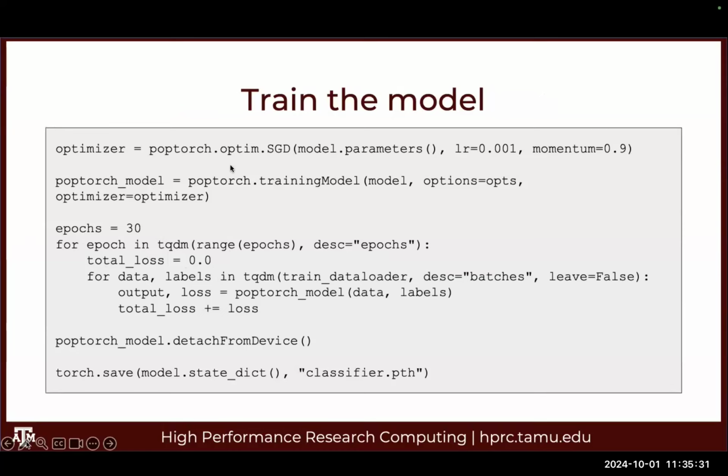Of course, we specify the optimizer. For IPU, you can use the poptorch.optim. This is a very small code change. We also use the training model wrapper to accept the model, the options, and the optimizer. And here we want to train the model for 30 epochs. The PopTorch model accepts the data and labels.